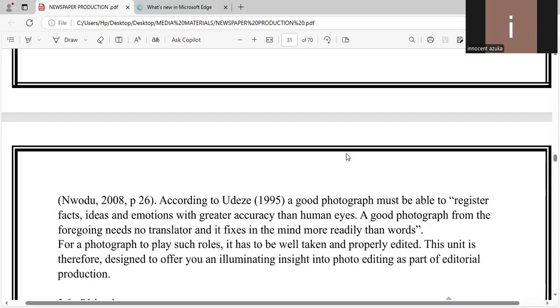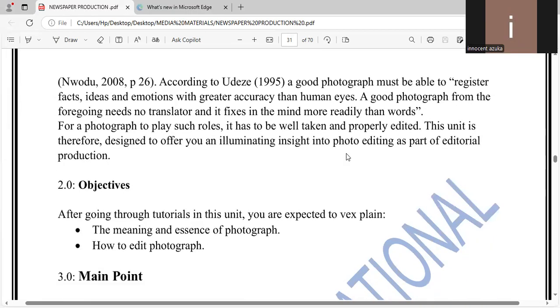So photograph plays such a role. It has to be well taken and properly edited. So this unit is therefore designed to offer you an illuminating insight into photo editing as part of editorial production.